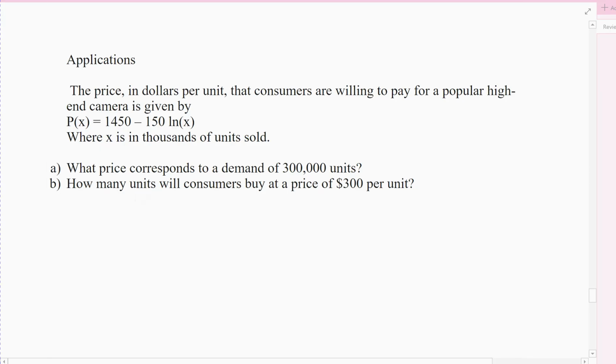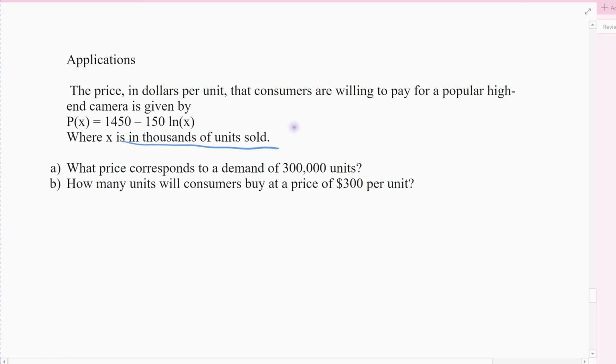Alright, so some simple applications of logarithms and exponentials. The first example is in a logarithmic case. Suppose the price in dollars per unit the consumers are willing to pay for a popular high-end camera is given by that P of X. So that's price, so it's a demand function. Price is the demand, 1,450 minus 150 natural log of X, where X is, remember, in thousands.